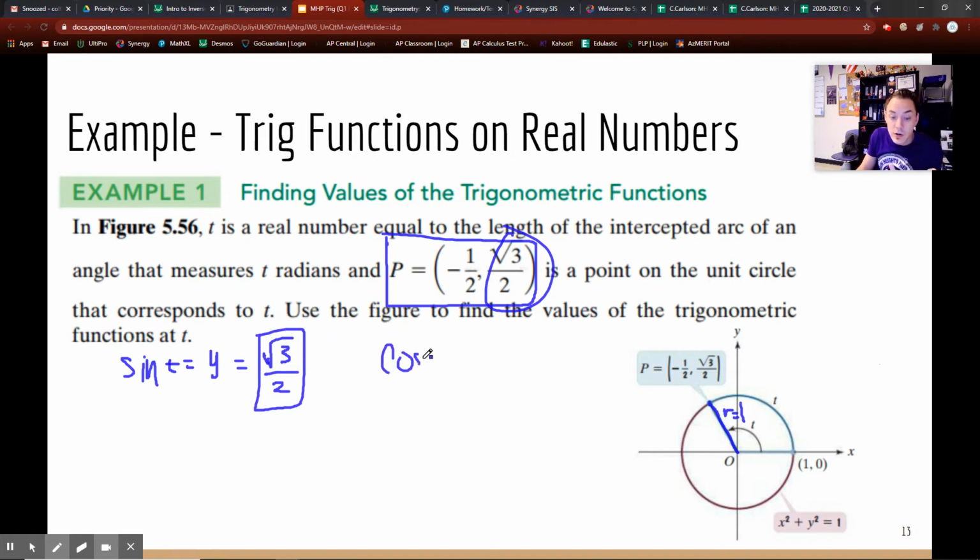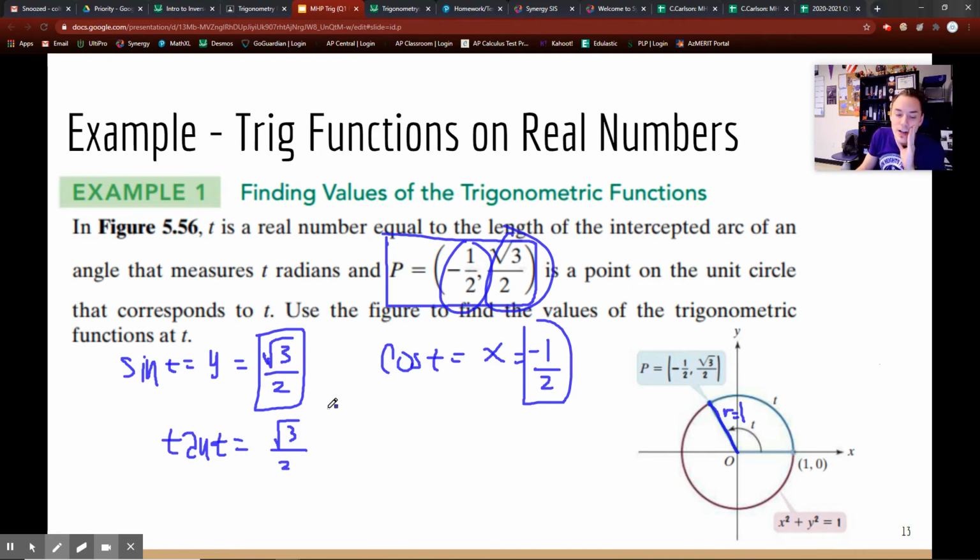Now, if cosine of t equals x, that means it's just my x coordinate, which is -1/2. And then for tangent of t, it is literally my y, radical 3 all over 2, all over my x, which is -1/2. The 2's cancel, and then I'm left with radical 3 all over -1, which is negative radical 3.